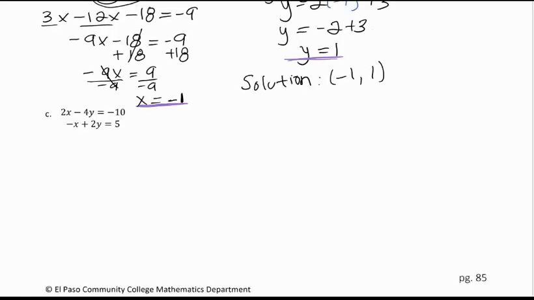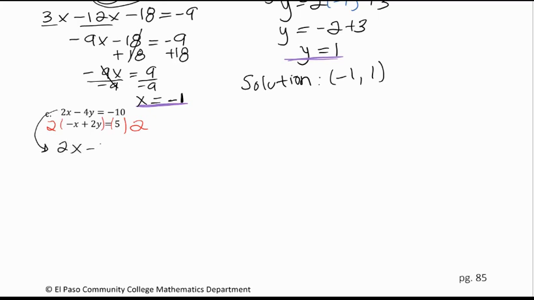For example C, we have 2x minus 4y equals negative 10 and negative x plus 2y equals 5. If you notice, our x's have opposite signs. So if I multiply the second equation by a positive 2, then in the first equation and the second equation, my x's are going to be opposites. So let's go ahead and do that. We're going to multiply the second equation by positive 2. Okay, so nothing happened to the first equation.